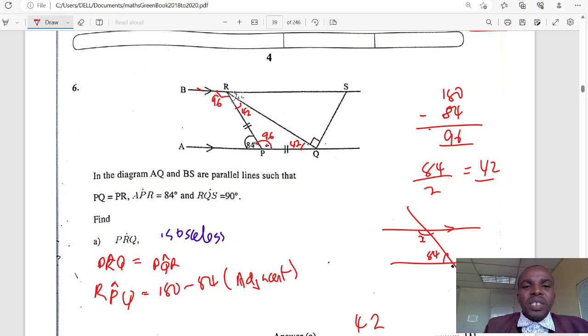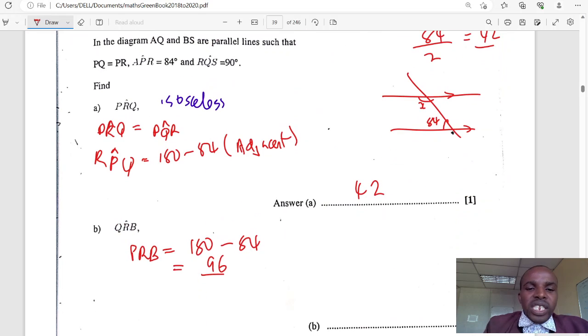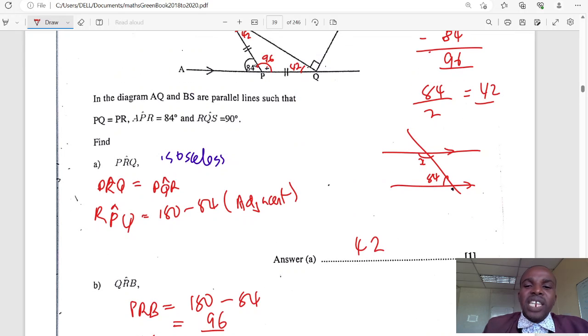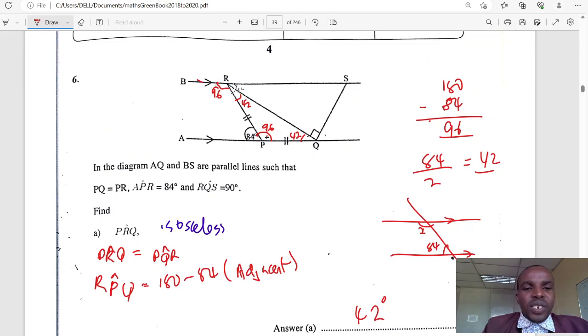Then next, to find this angle, the angle required now is QRB. So it will be 96 plus 42, which is equal to 138 degrees. Done.